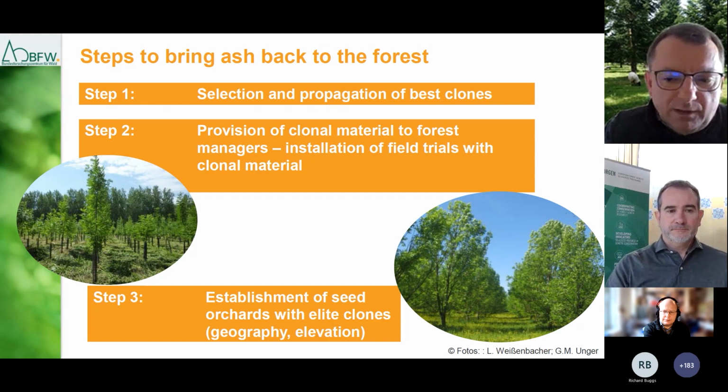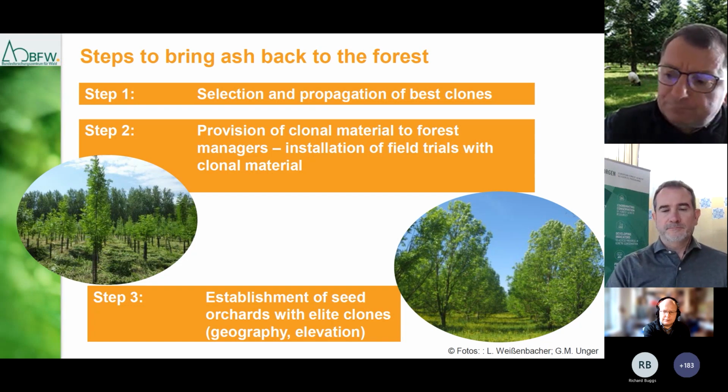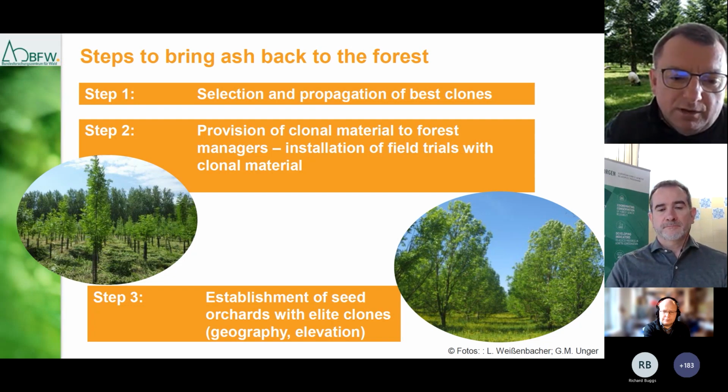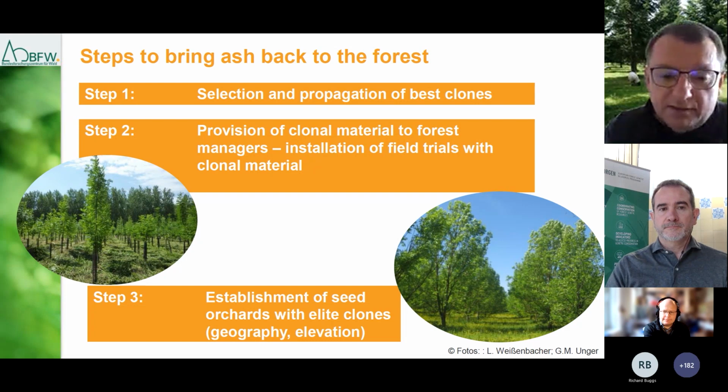And in step 3, there is the establishment of the seed orchard with the elite clones. And as you have seen, we have quite a lot of resistant clones. So the plan is to have more than one seed orchard as a result, also taking into account the very diverse geography and the elevational layers of Austria.